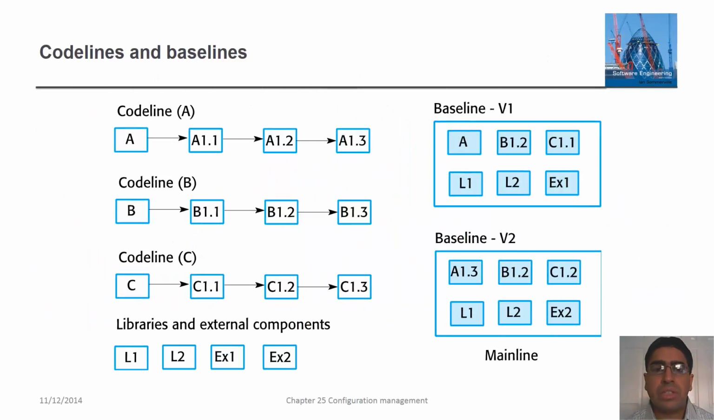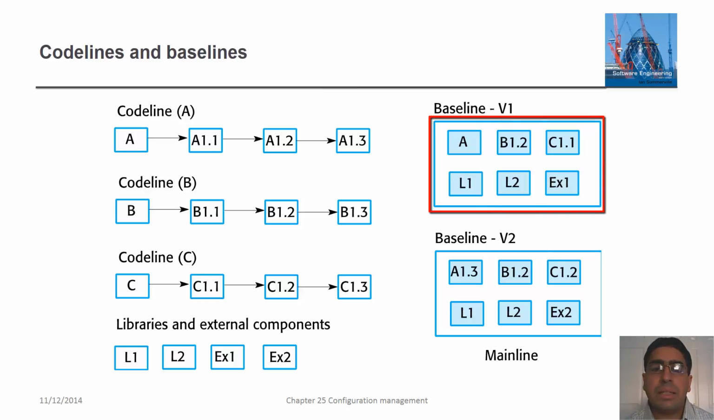In order to understand the concept of version tracking, we need to understand what code lines and baselines are and what is involved in their management. A code line is a sequence of versions of source code with later versions in the sequence derived from earlier versions. Code lines normally apply to components of systems so that there are different versions of each component.